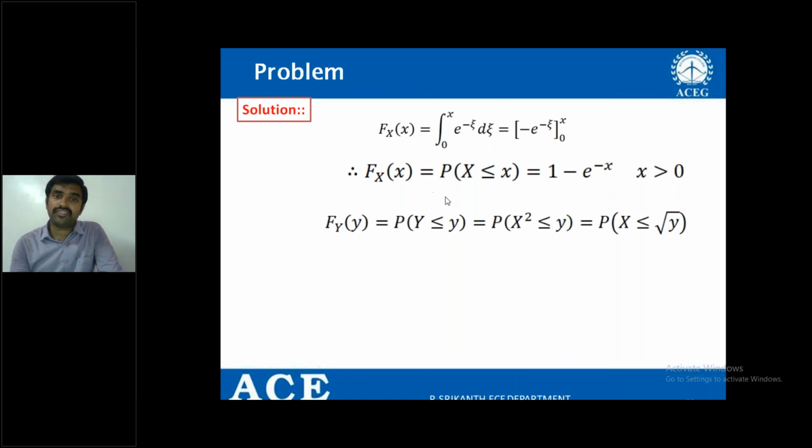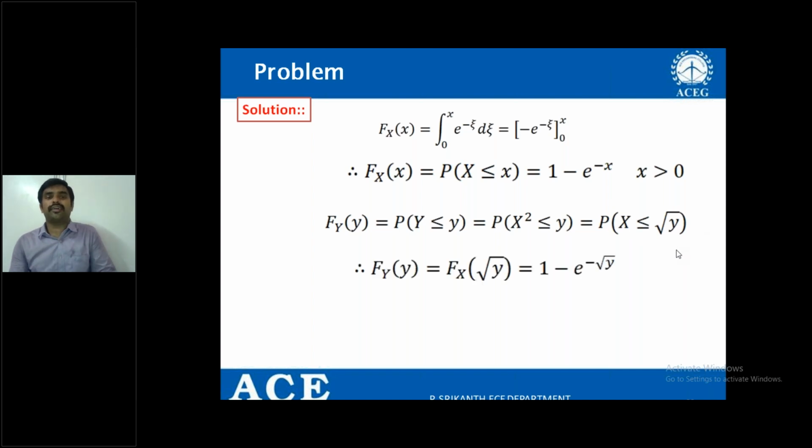So, but what is P(X ≤ x)? It is 1 minus e power minus x when x is greater than 0. But here I am supposed to consider P(X ≤ under root y). If I substitute there, I can write the distribution function of the new random variable as F_Y(y) equal to F_X(root y), or 1 minus e power minus root y. Simple method. That is, the new distribution function is derived. Understood? Easy method to solve.